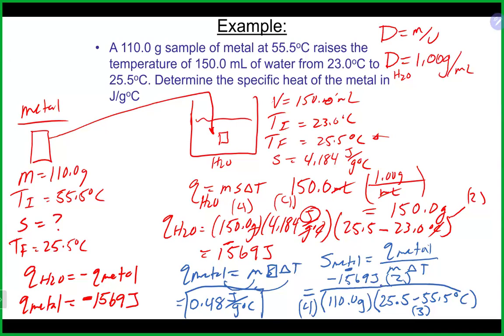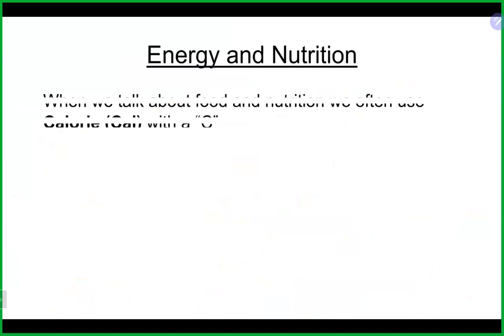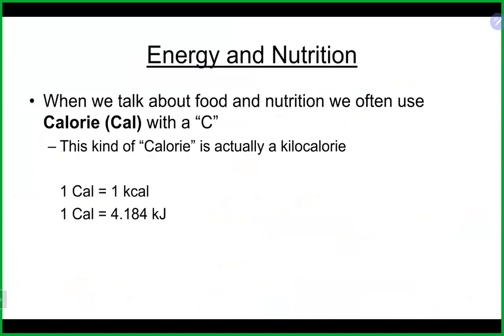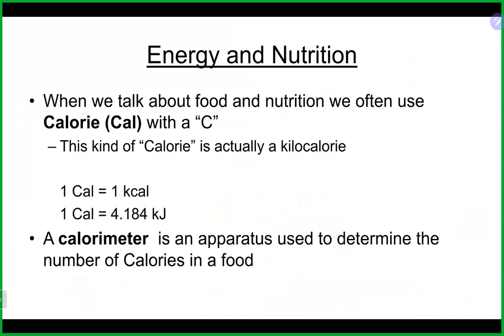Okay, so let us finish up the rest of this stuff here. Let's talk a little about energy and nutrition. I think we covered it a little bit earlier on, but there are different types of calories, which are sometimes considered nutritional calories, and those are with the capital C. And once again, one of the nutritional calories is equal to 1,000 of the little calories, and that's equal to 1 kilocalorie.